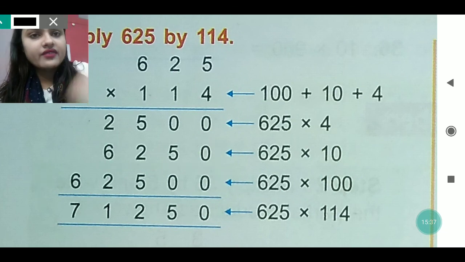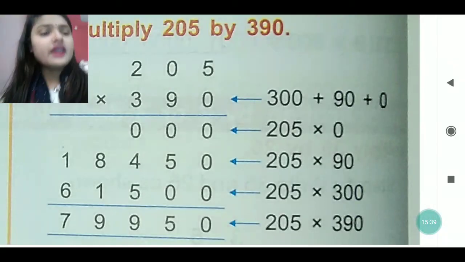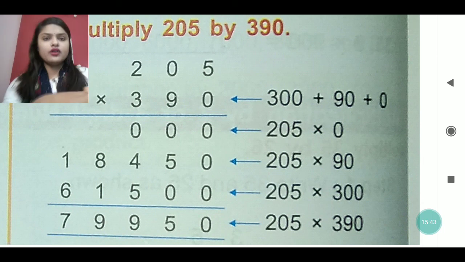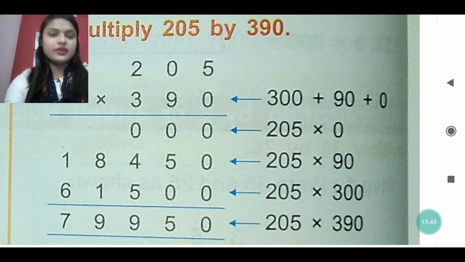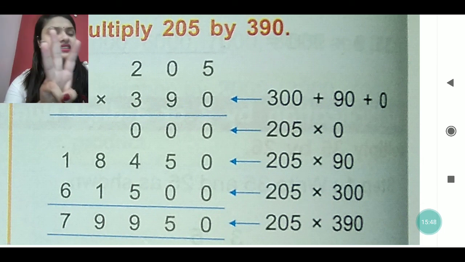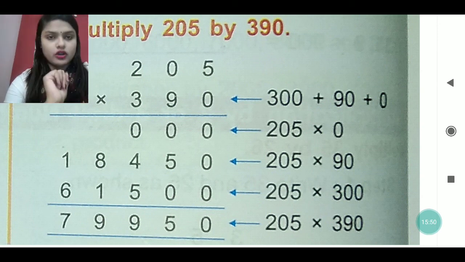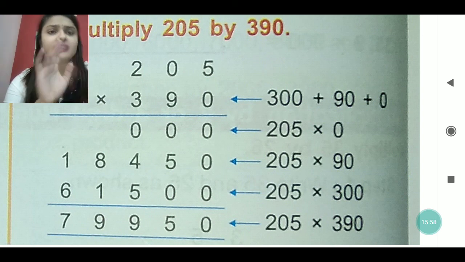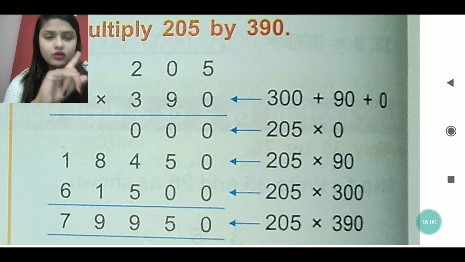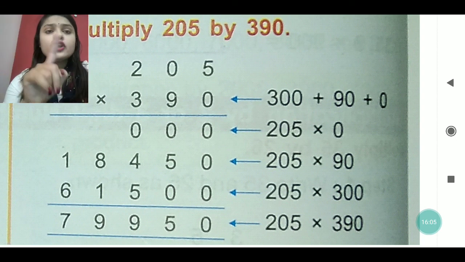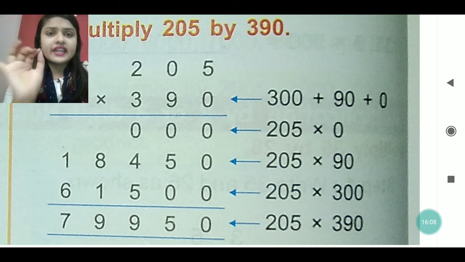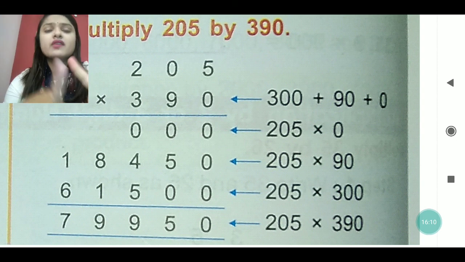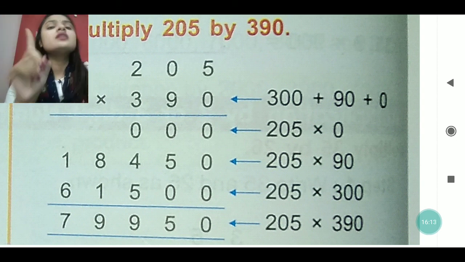In the same way, this one also has been done. Here also we are multiplying a three digit number by a three digit number. The numbers are 205 multiplied by 390. First we multiply with 0, which is written in the first place. When we multiply 205 with 0, we get 0, 0 and 0, because any number multiplied with 0 gives 0 only.